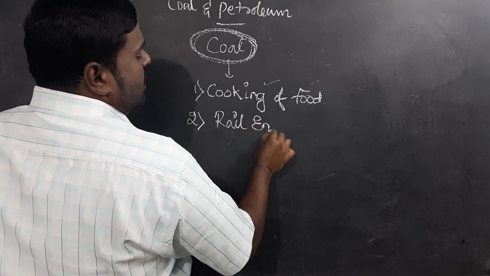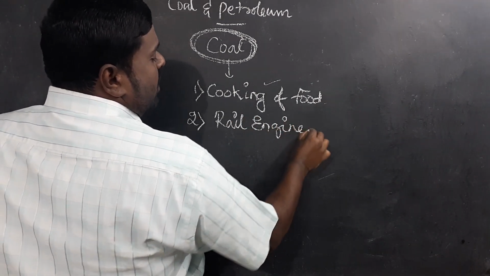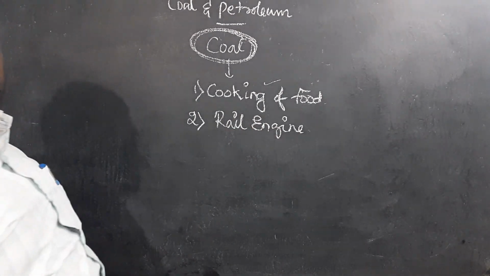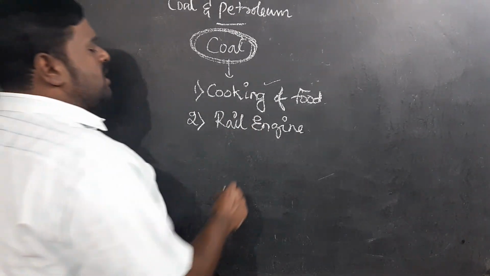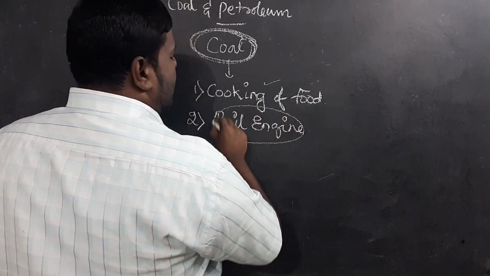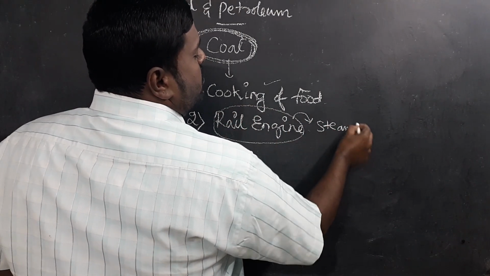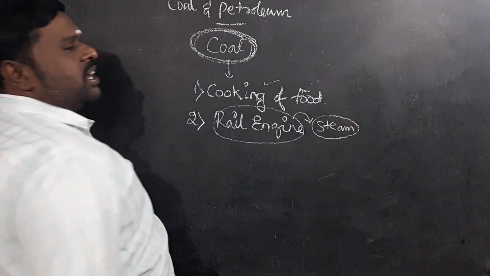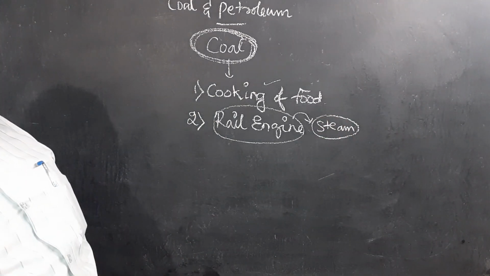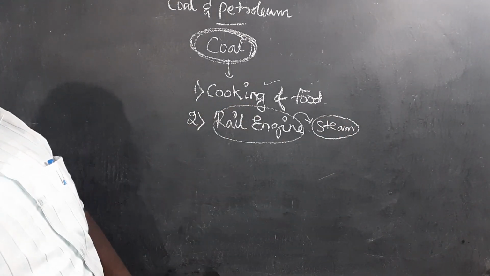And the second use of coal is in the railway engine. Initially, railways used steam engines. So coal is used in the rail engine because of the production of steam. From the production of steam, we are able to run the engine. So that is the steam engine.